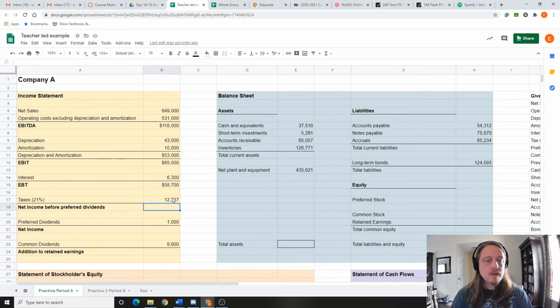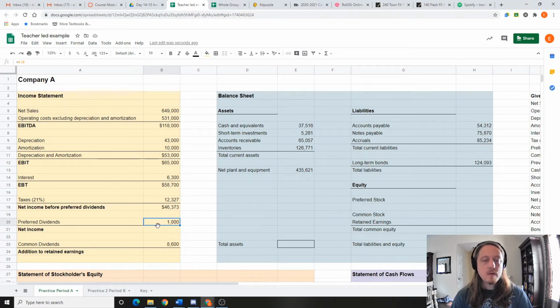Okay, so this was 12,000 out of the 58,000, so we've got to take it out. So we had 58,000. We lost some money because of taxes. We have $46,000 left. Okay, now this is net income. So we're done with the EBs because this is earnings before, earnings before, earnings before, but there's nothing before now. It's just net income, but this is before preferred dividends.